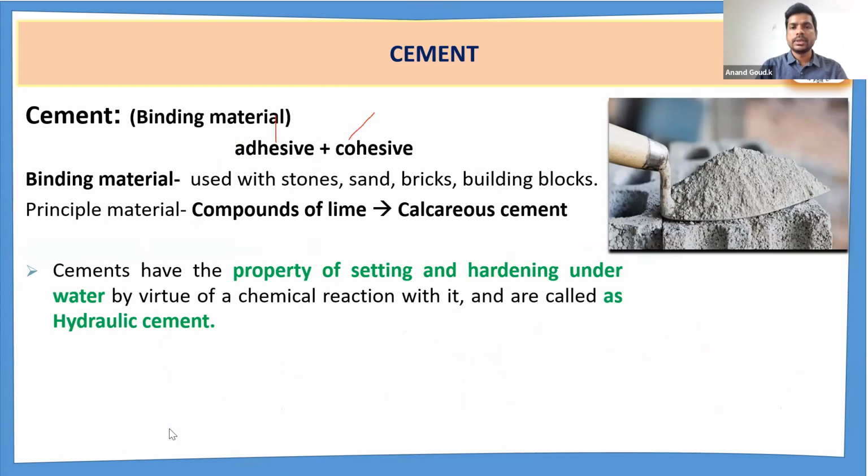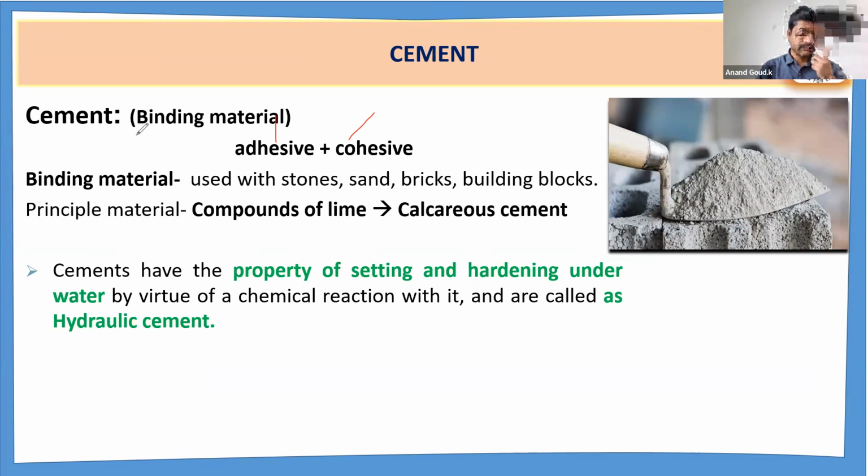I hope you got the clarity between adhesive property and cohesive property. Cohesive property is nothing but attraction between the same molecules which have the same properties, and adhesive property is nothing but attraction between two different molecules which have two dissimilar properties. That is the definition of adhesive and cohesive. Is it clear?